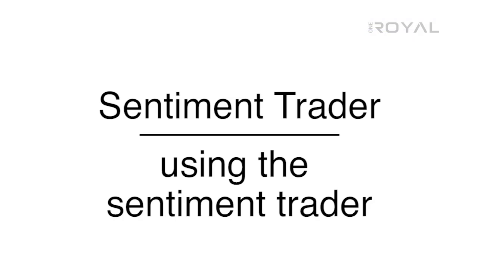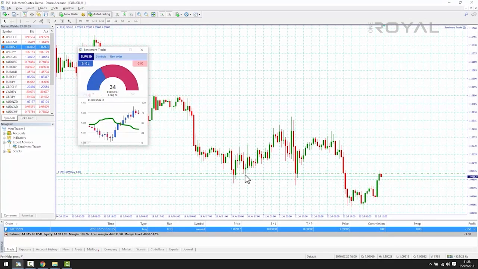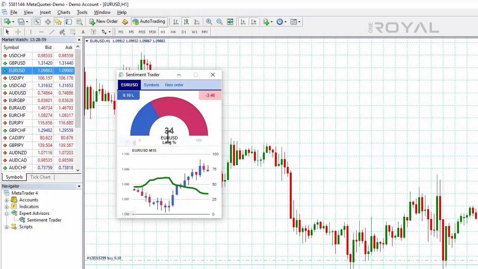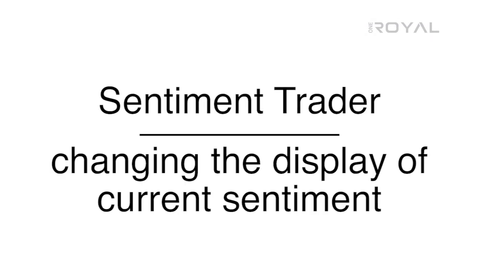Using the Sentiment Trader. The Sentiment Trader shows the current long-short sentiment and a chart of historic sentiment plotted against price action. In this example, sentiment has risen over 50% before falling back to 34%, i.e., a majority of traders have been short euro-dollar. Changing the display of current sentiment.